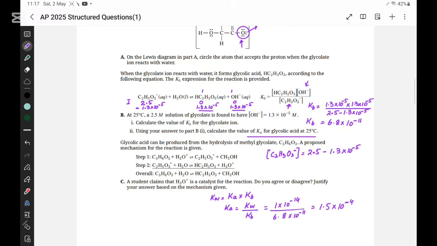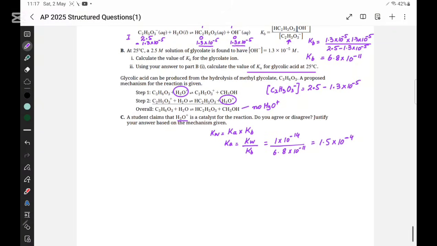In part C, a student claims that H3O positive is a catalyst for the reaction. Do you agree or disagree? So if we see that H3O positive is added here and is also regenerated in step 2, but in the final reaction there is no H3O positive, that gives us all evidence that it is going to be a catalyst.